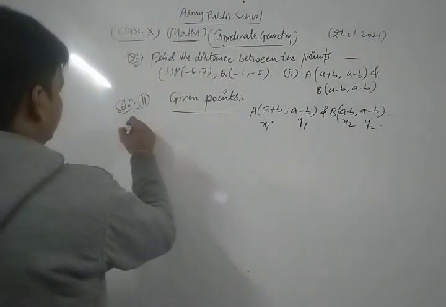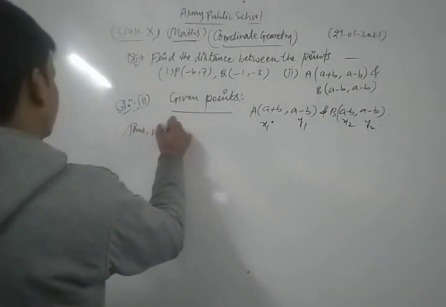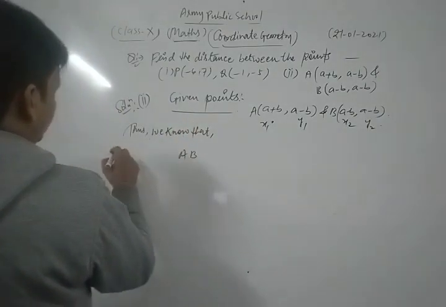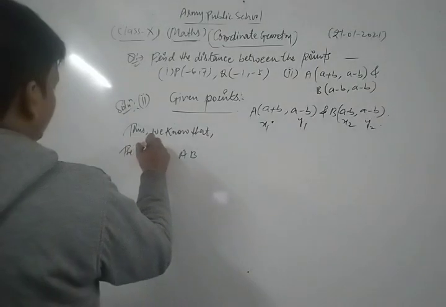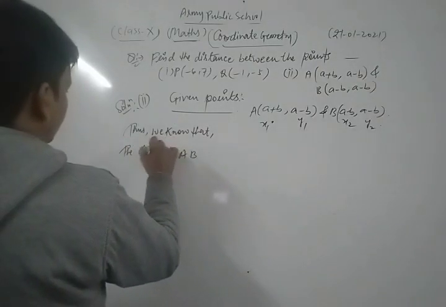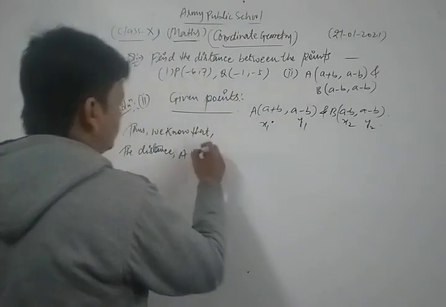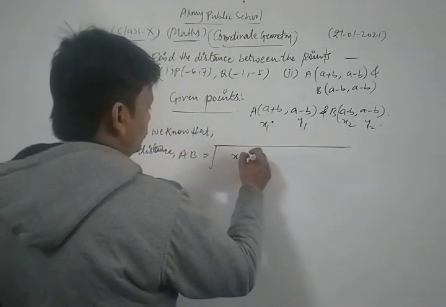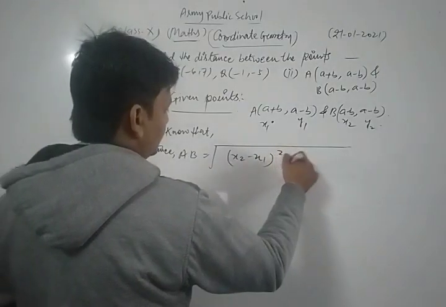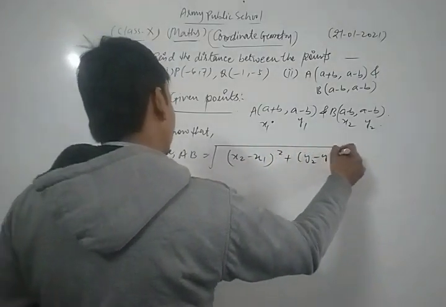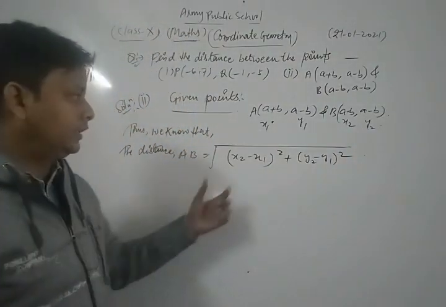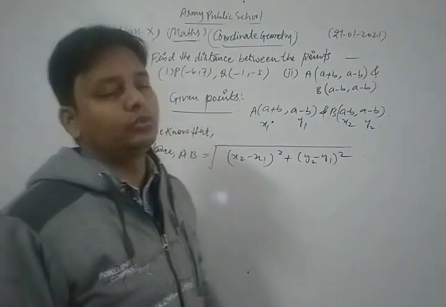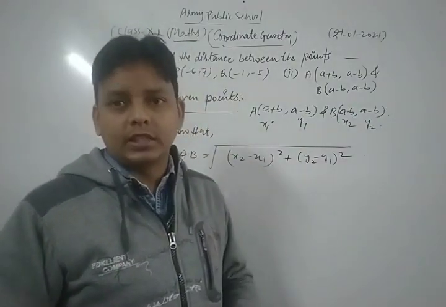Thus, we know that the distance formula, that distance AB is equal to square root x2 minus x1 whole square plus y2 minus y1 whole square. Okay, we just apply, we use the formula x2 minus x1 whole square plus y2 minus y1 whole square. This is the distance formula.